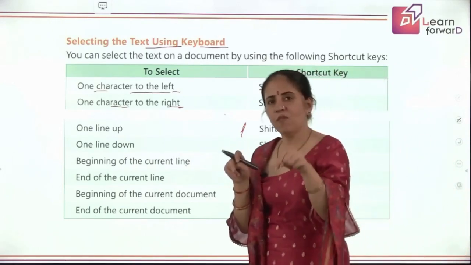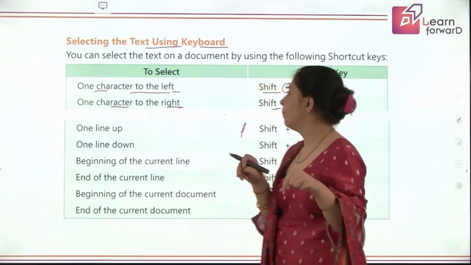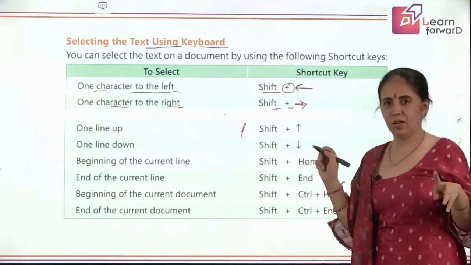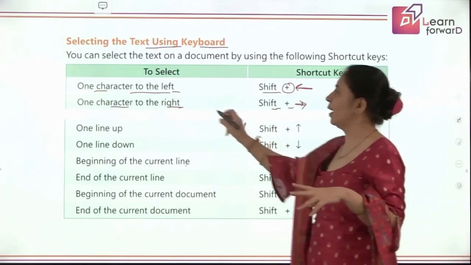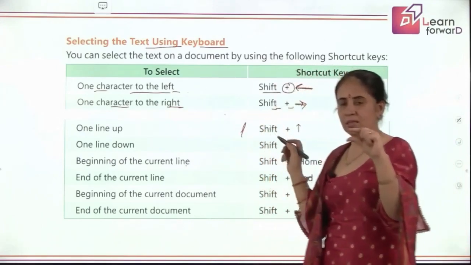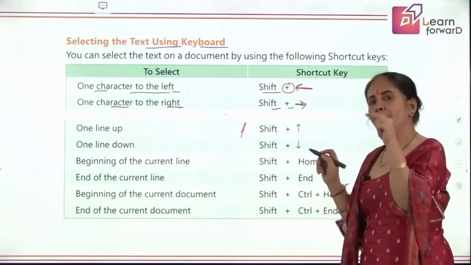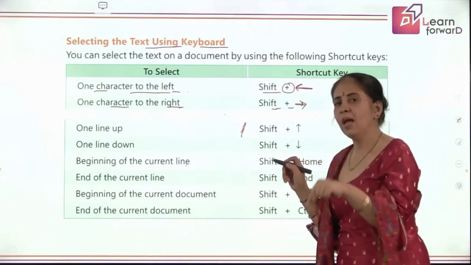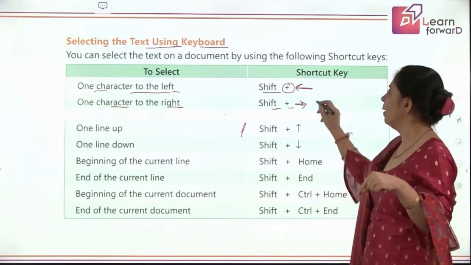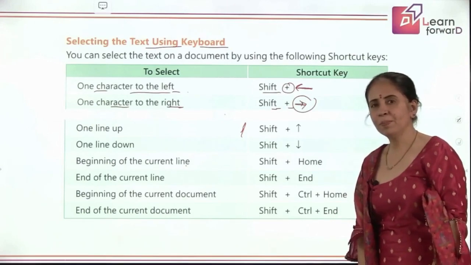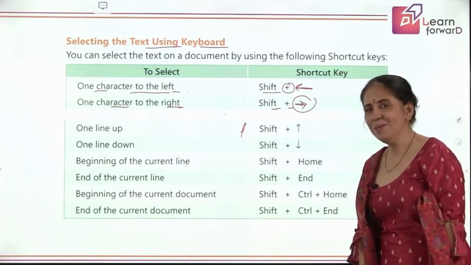Keep the shift button clicked and press the left arrow of the four arrow keys of the keyboard to select one character left of the cursor, and to select one character right of the cursor, press the shift key and along with that press the right arrow key. Any problem? I hope it is clear.